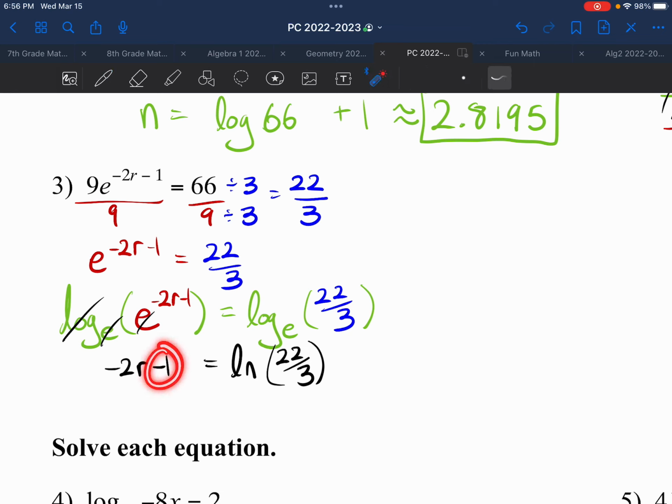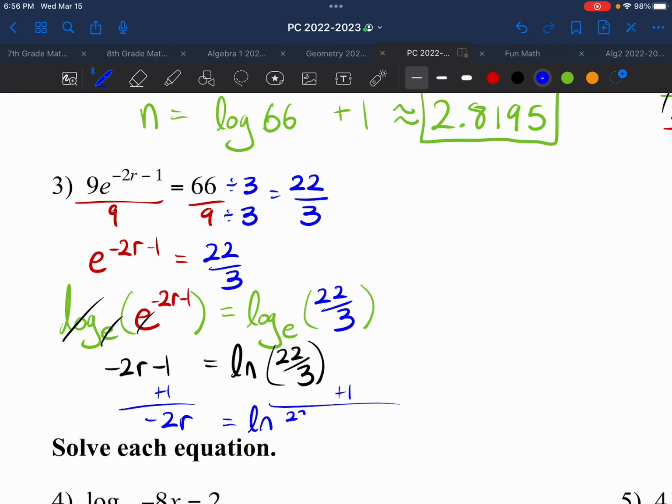Right now, I need to get rid of that minus 1 by doing a plus 1 to both sides. So plus 1, and I'm now left with negative 2r is equal to natural log of 22/3, and then plus 1. And then from there, we need to divide by negative 2, divide all of that by negative 2, and that is approximately equal to, I have to get the calculator again.